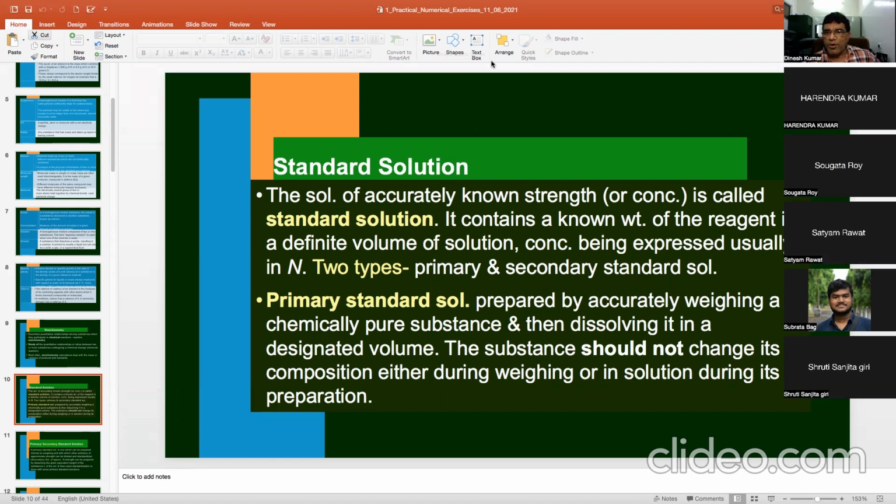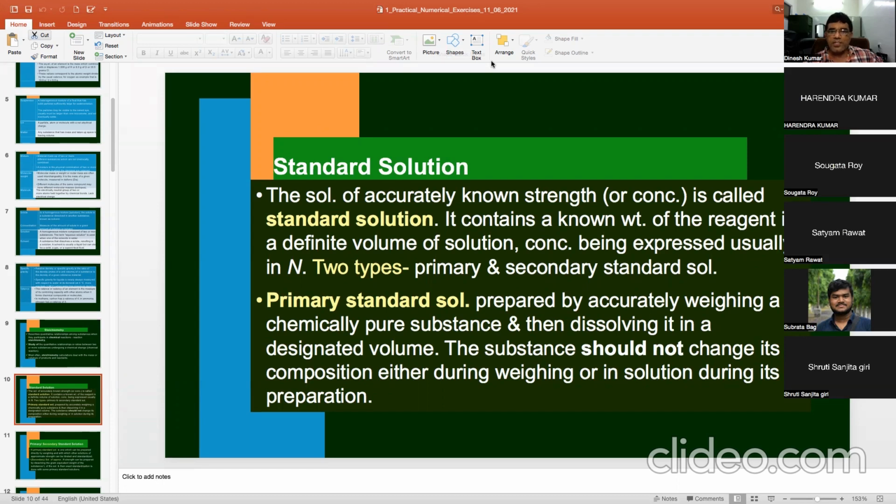It contains a known weight of the reagent in a definite volume of solution, concentration being expressed usually in N, normality. For a standard solution, concentration is expressed as N, capital N, but in italics. There are two kinds of standard solutions, primary standard solution and secondary standard solution. In this case, we already know how much solute is dissolved in what volume of water or any other liquid or solvent. So let us see what is the difference between primary standard solution and secondary standard solution.